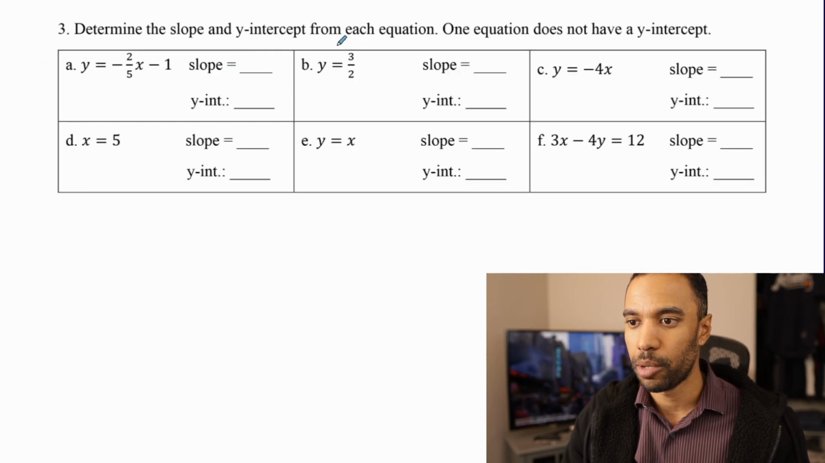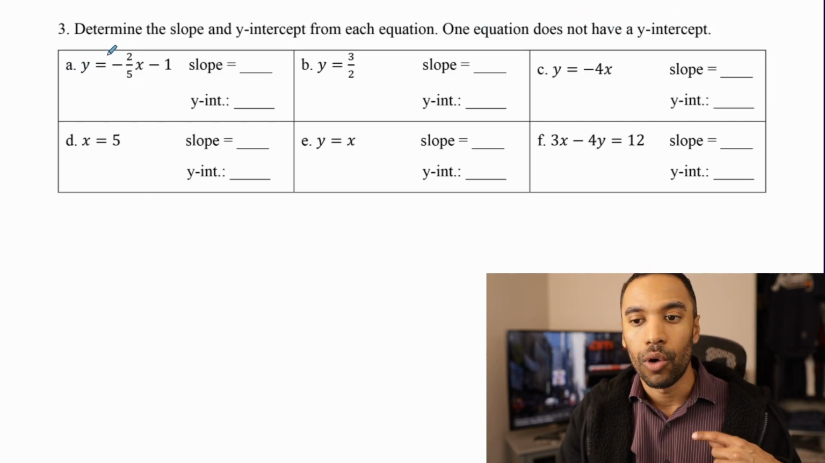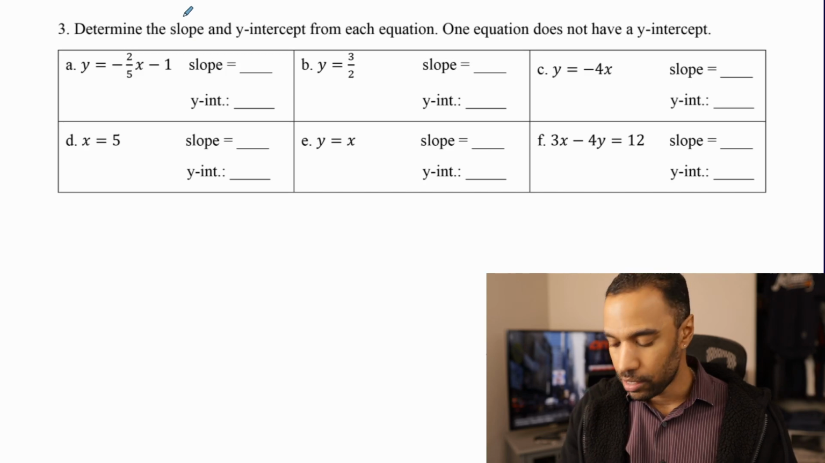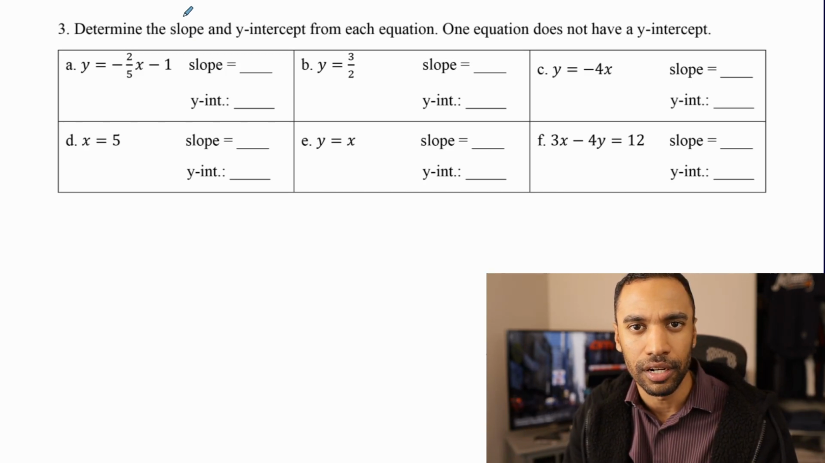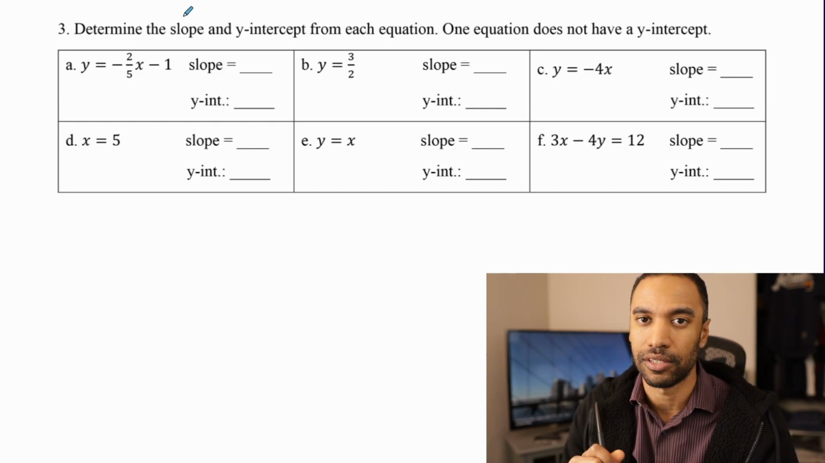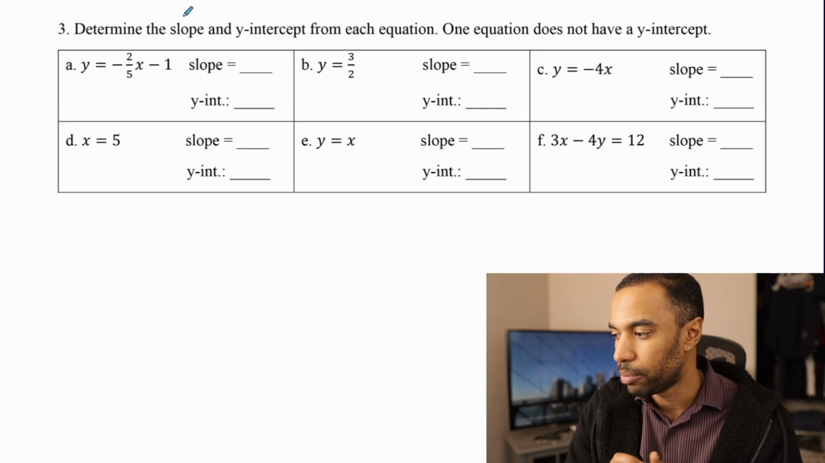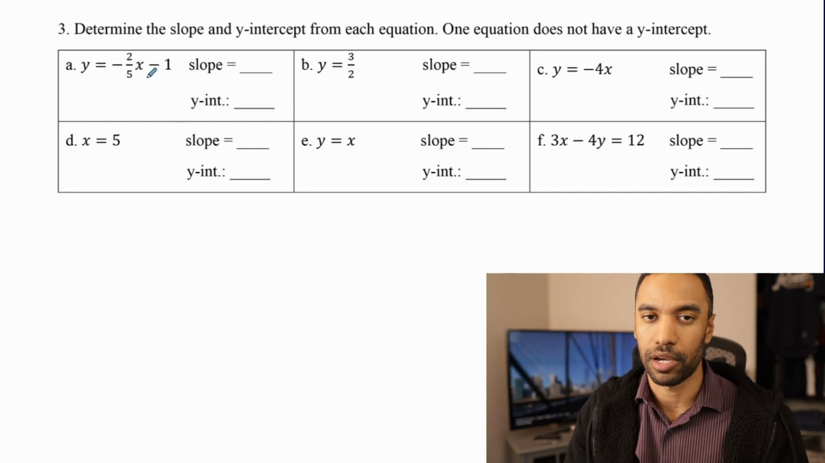Number 3, determine the slope and y-intercept from each equation. One equation does not have a y-intercept. Okay. We don't have the graphs, and you're not supposed to necessarily make the graphs here. I said that I'd show different ways that you can do a problem. Yes, I could graph these, and you could graph these. And if you want to plot a table or go based on the form, go ahead and do it. But you can do it from the equations.